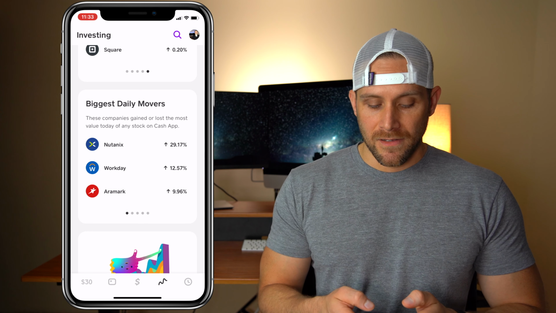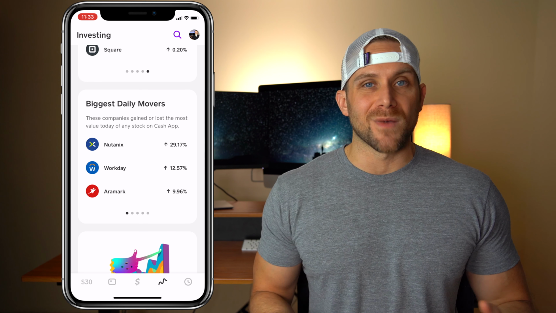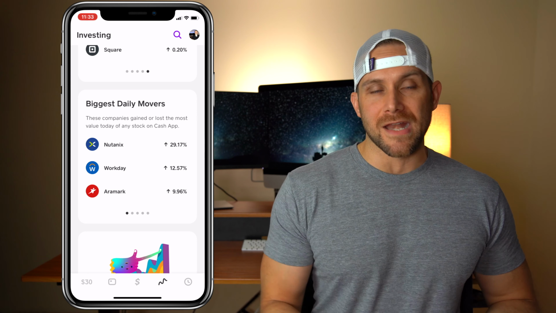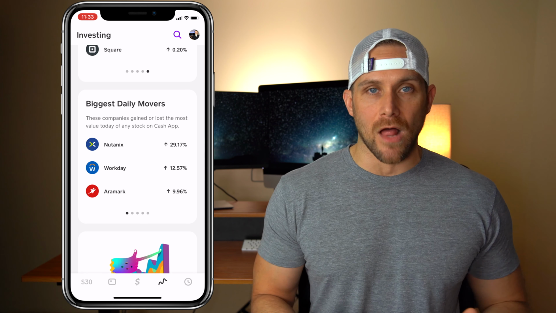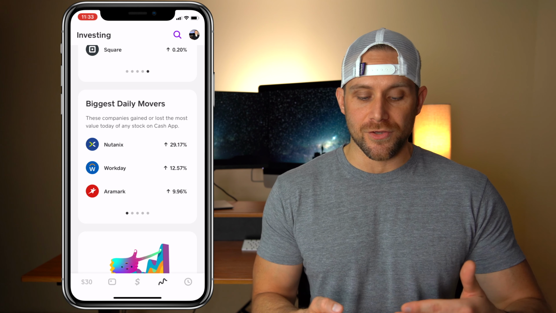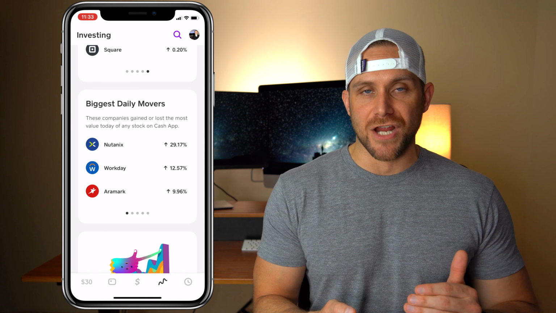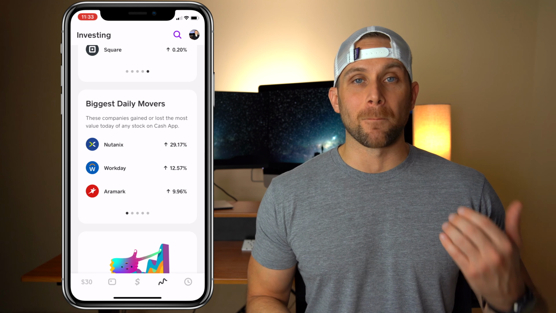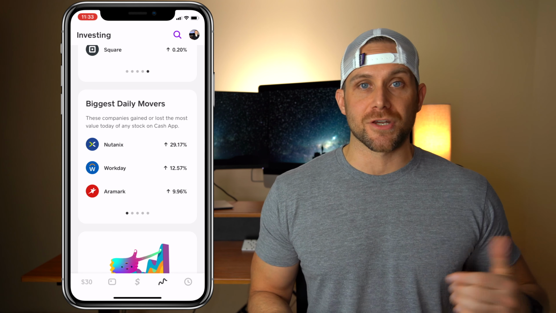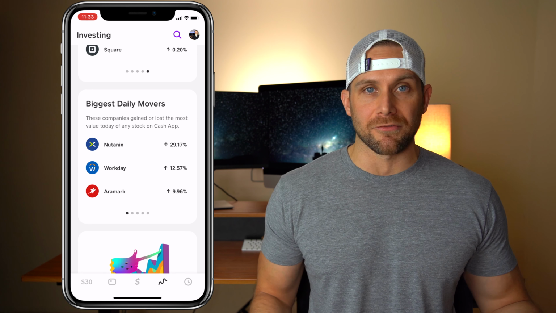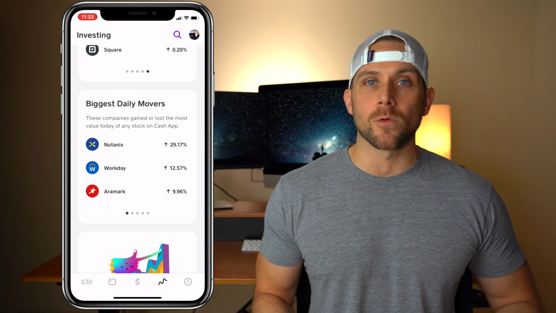Keep that in mind. So if a stock is up, you might not necessarily want to invest in them right now because you're trying to buy low and sell high. So you might want to use this part of Cash App investing to find stocks that are big movers in the down direction because you know that the price is down for whatever reason. So maybe you want to get in on it when it's cheaper.